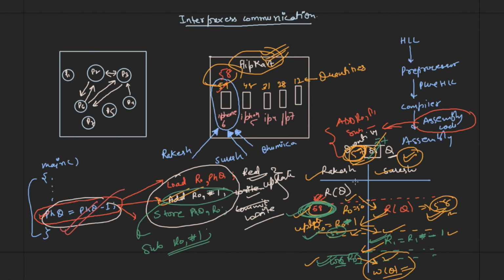But still no one has stolen anything. Rakesh and Suresh both paid the price, they both bought the phone, but still in the account it is showing that there are 57 phones left, but ideally there should be 56 phones.